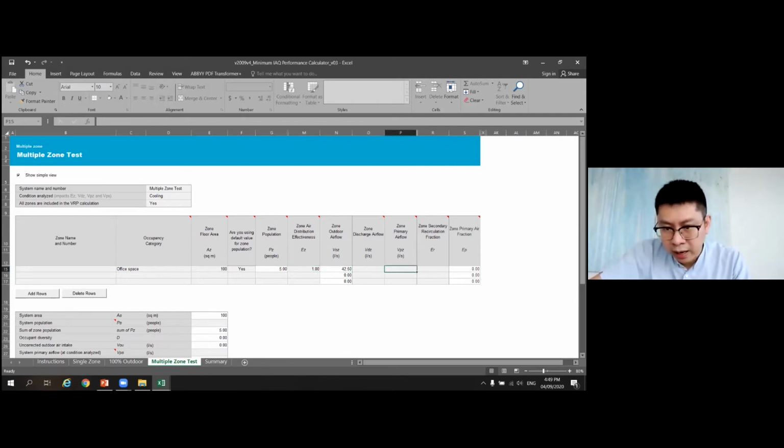In this case, I have to input 2 numbers. Okay, my zone discharge airflow. My zone discharge airflow means my supply air into each of the zones. So let's say this is zone number 1, my office space. How much is my supply air going into that zone? Okay, let's put 50 liter per second. Sorry, too small. Let's say 200 liter per second.